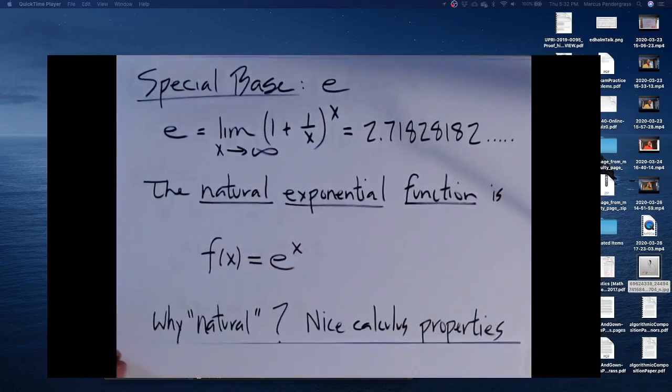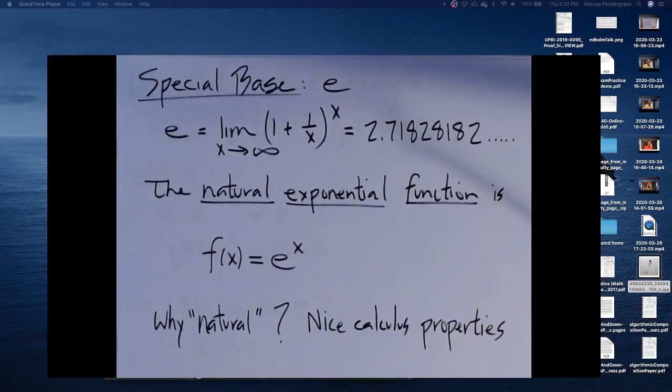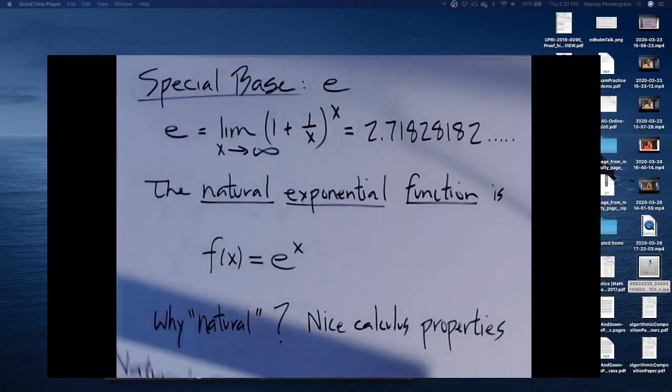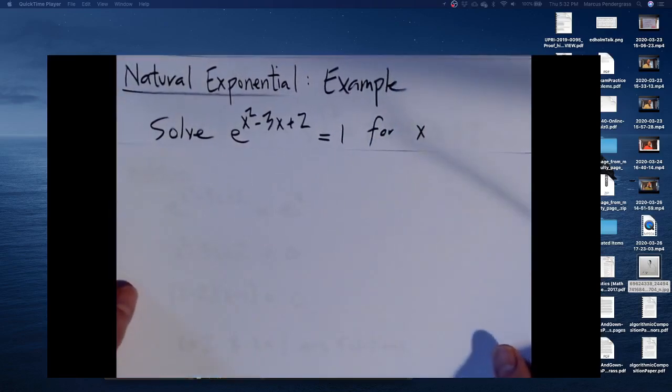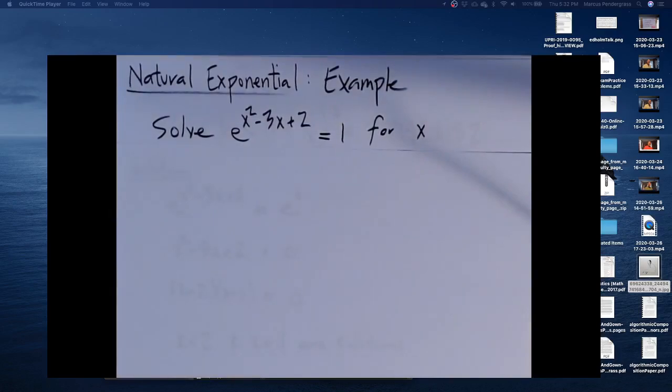You may ask, why do we call this the natural exponential function? It doesn't look very natural just on the face of it. Well, it turns out to have nice properties from a calculus point of view, and we'll be getting into those in a subsequent lecture. Let's look at an example with the natural exponential function.